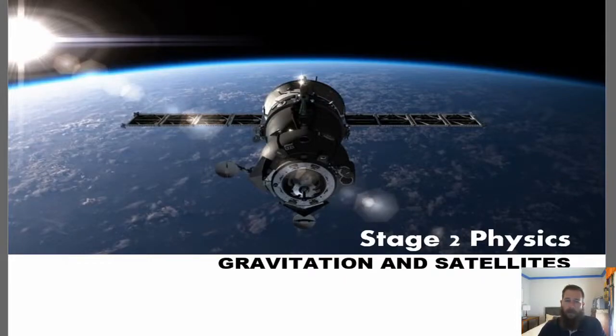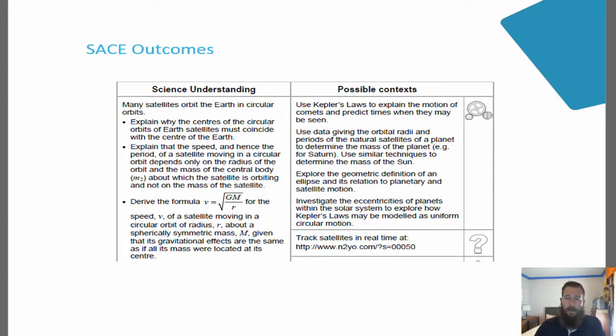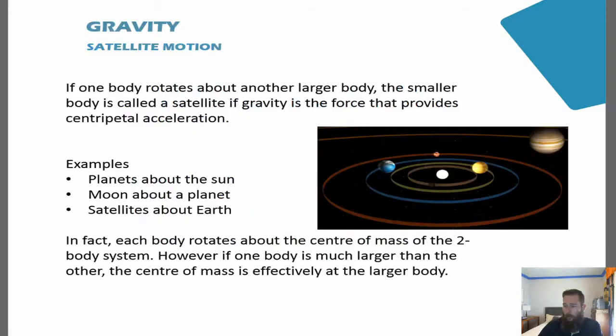This video will cover section 1.3 of SACE Year 12 Physics, and in particular satellites. This is an excerpt from the SACE outcomes, and you can see what we'll be going through in this video. So in our last video we looked at gravitation, and that's a force between any two objects in the universe.